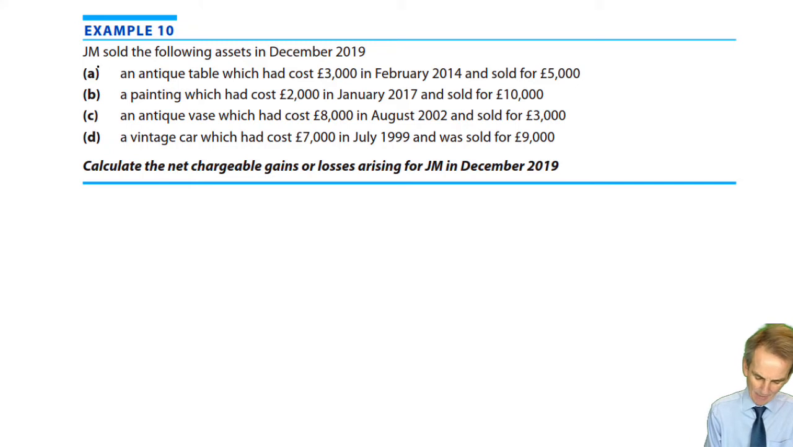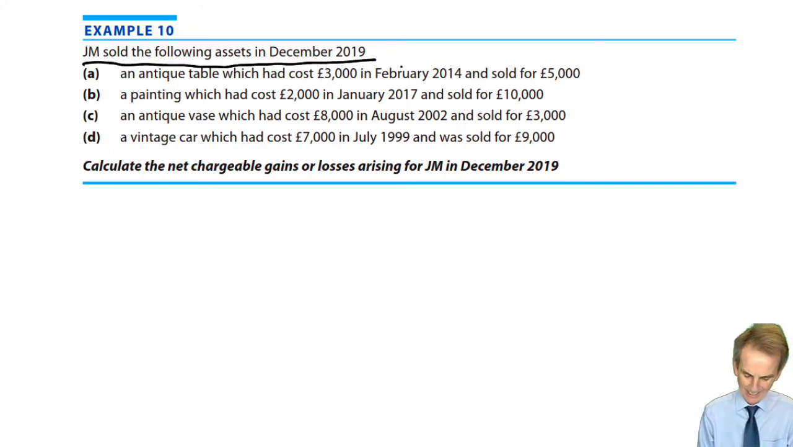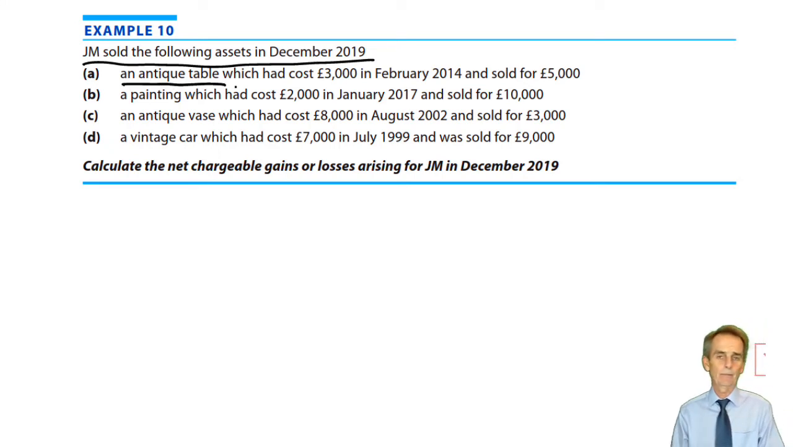So what have we got? JM here sold the following assets in December 19. What we read in the question is an antique table. We don't read chattel. It doesn't say that. You have to make that link that here we're talking about tangible, movable property, an antique table. This is not a wasting chattel. We mentioned those earlier, such examples of disposals like racehorses, greyhounds, yachts. They would just be exempt. This, therefore, is your normal chattel, so we're now starting to think about the £6,000 rule.